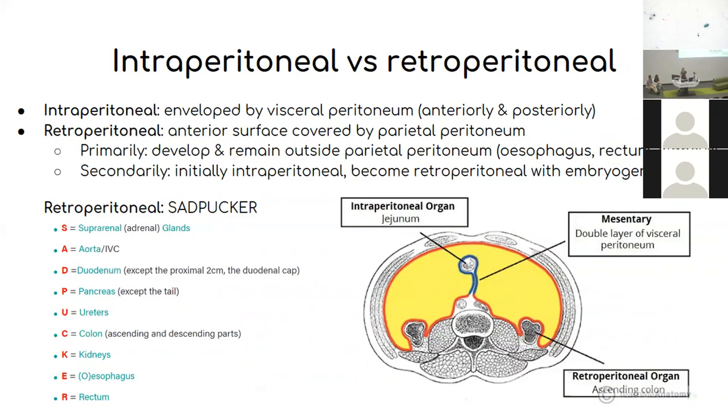And then retroperitoneal, you can divide it into primary and secondary. So primary, they have always been outside. They've always been behind peritoneum when they developed in the embryo and when you've grown up into a big adult. And then secondarily, it was initially intraperitoneal, but what happens is the organ starts to move towards your posterior abdominal wall, and then the peritoneum that was lining the posterior surface of the organ actually fuses to the back of the wall, so you only have the anterior surface covered in the end.